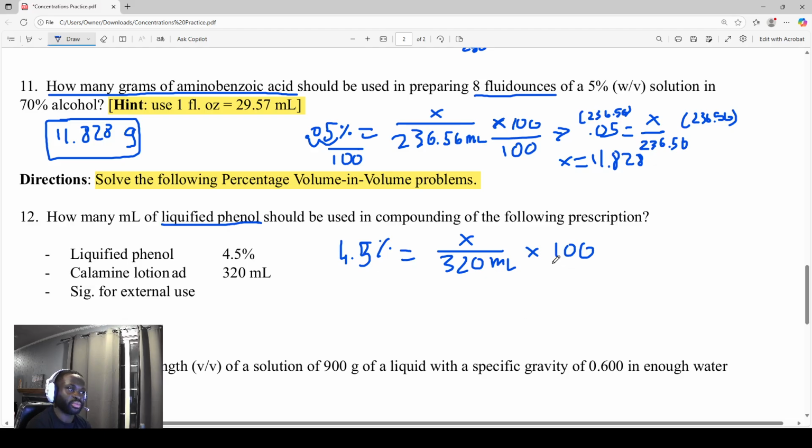And then we just do what we've been doing. We divide both sides by 100. And 1, 2. It's going to be 0.045 equals x over 320. Then we multiply both sides by 320.